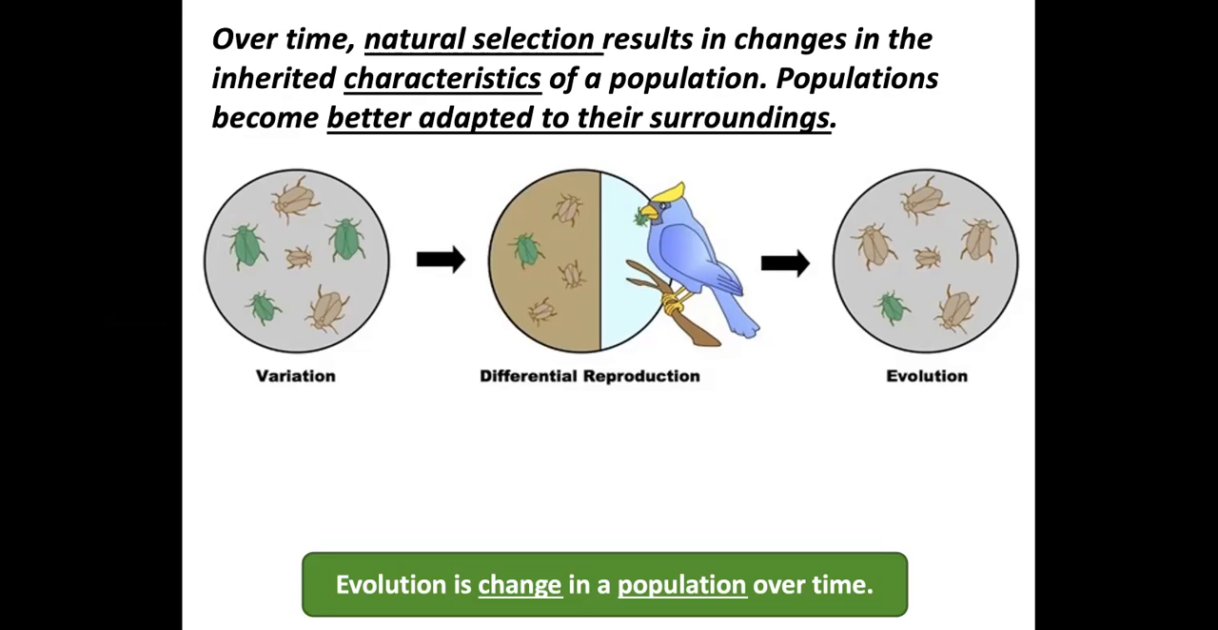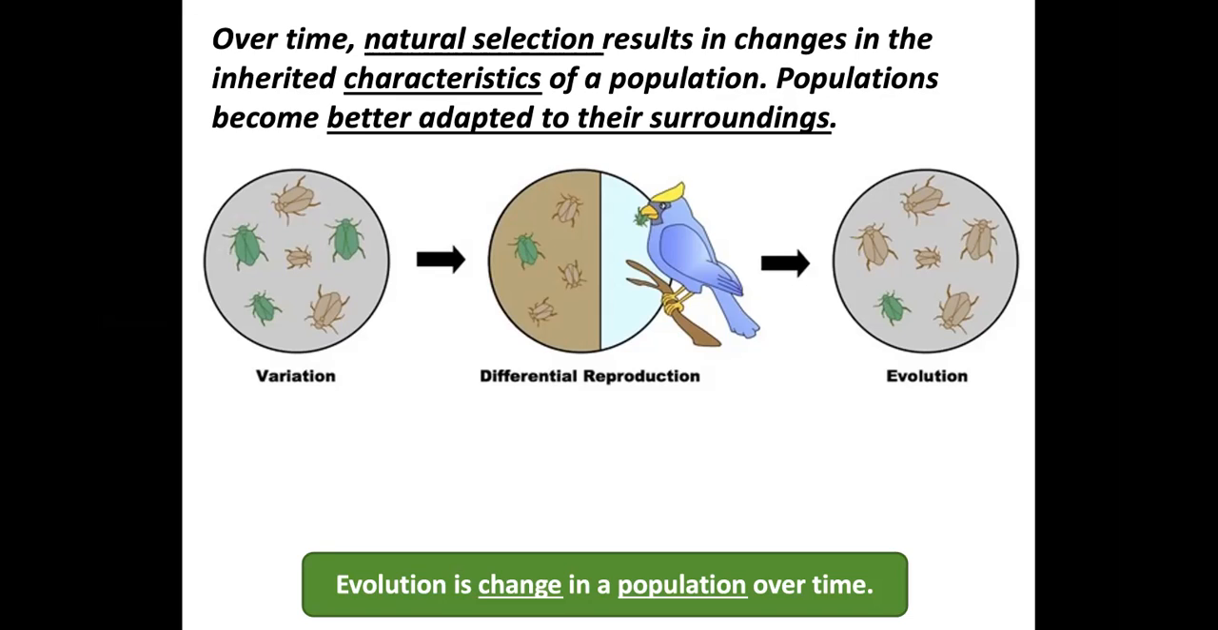So up here, what do you see in this first image? Different colored beetles, okay? Some brown, some green. Now we introduced what? Birds. And what do you see in that middle image? This is our tree, right? You still have green and brown beetles, but what color is the tree? Brown. So there are some beetles that blend in, and some that stand out.